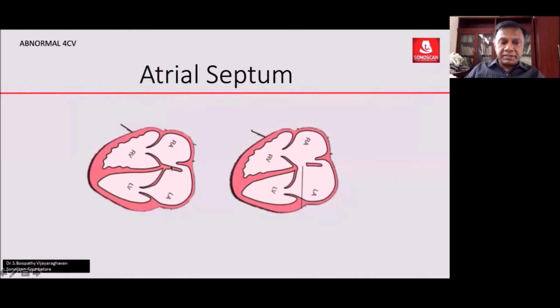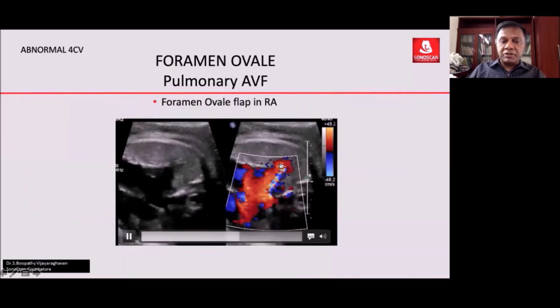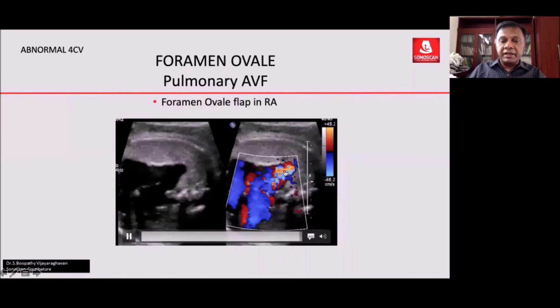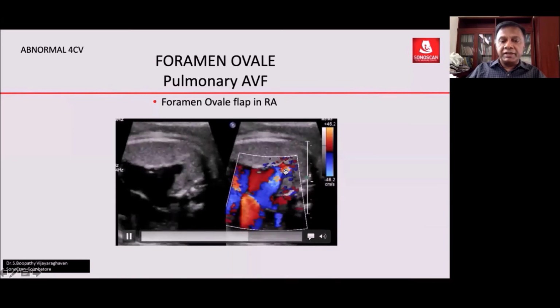where you see this is the atrial septum, and that is the redundant appearance of the foramen ovale flap, which was previously called an aneurysm of the foramen flap. So this is normal only. Arteriovenous fistula here. So there is a direct communication from the pulmonary artery to a vein, resulting in that.